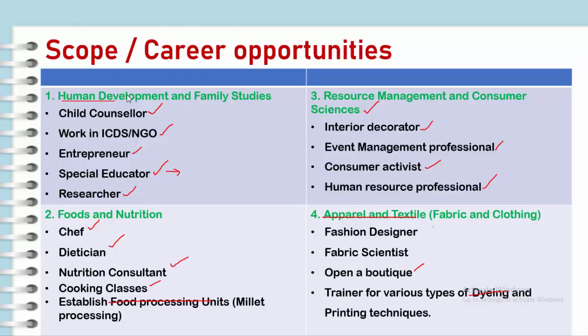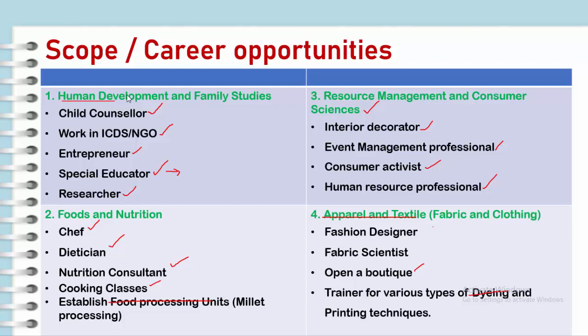Finally, what are the career opportunities that you have? If you have specialized in human development, you can become a child counselor. You can actually work in child development projects. You can become an entrepreneur. You can start your own startup of a preschool or a daycare center. You can become a special educator. That means teaching children who are mentally challenged, who are blind, who have hearing disabilities, etc. You can become a researcher.